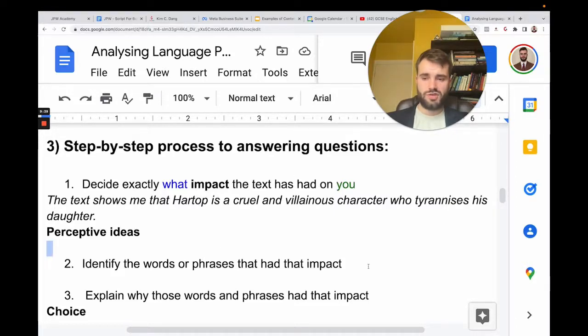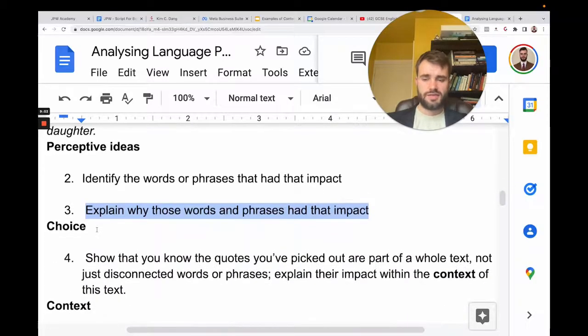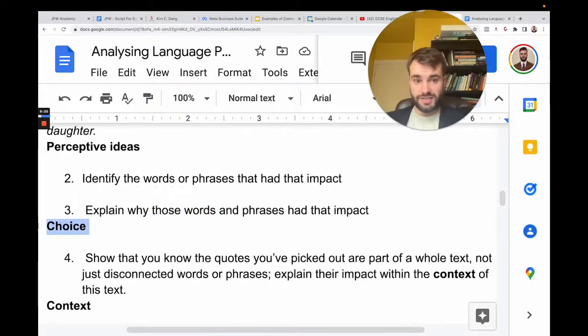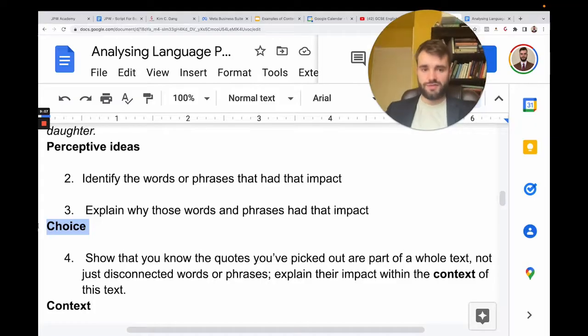Then choose the words or phrases, i.e. the language, that made you think or feel that. And then explain why those words or phrases made you feel that. And that's what I was just talking about, the how. The how is also the why. It's why do these words or phrases make you think or feel a certain way. So the key concept there is choice. The writer's choice of a certain word where they could have chosen something else is what you need to explain.